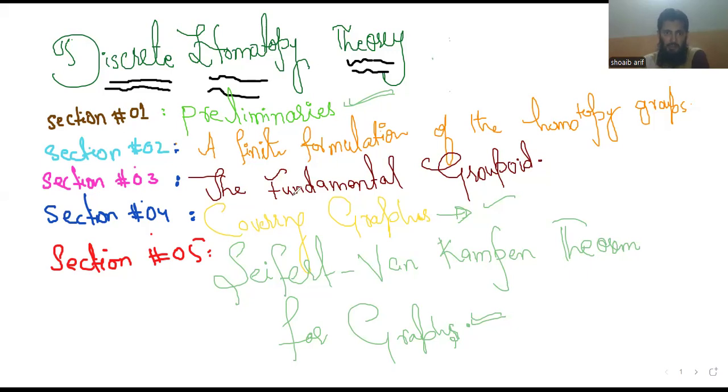In the third section, this is a very important thing, the fundamental groupoid. And the fourth section, also important, covering graphs. And the fifth section, which is very important to determine the fundamental groupoid or fundamental group in graphs, the Seifert-Van Kampen theorem for graphs. Okay, so let's start the first section, preliminaries.